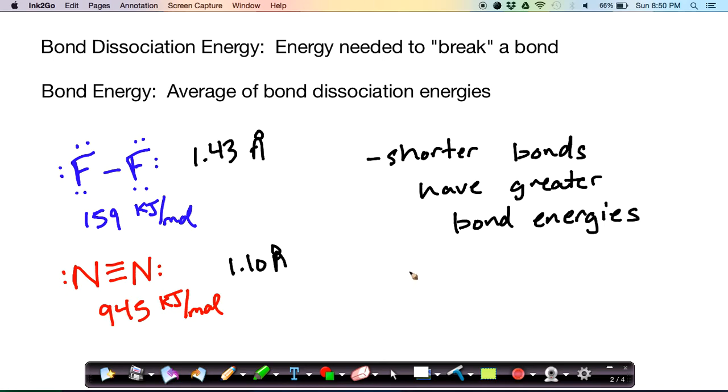So shorter bonds have greater bond energies, and that is reflected with the bond energies of the diatomic fluorine and diatomic nitrogen molecules. We see 159 kilojoules per mole for fluorine, but 945 kilojoules per mole for nitrogen. So shorter bonds have greater bond energies. So what does this mean then in the context of chemical reactions? Well, let's take a look at an example.